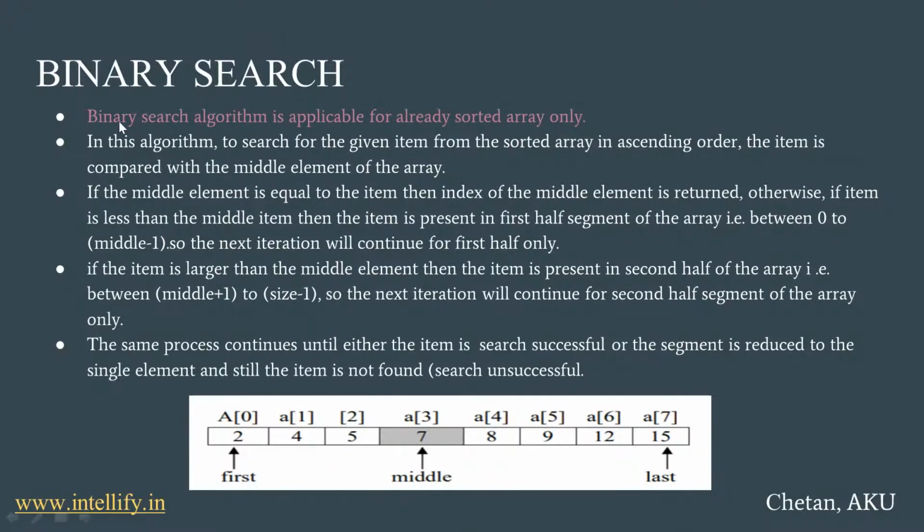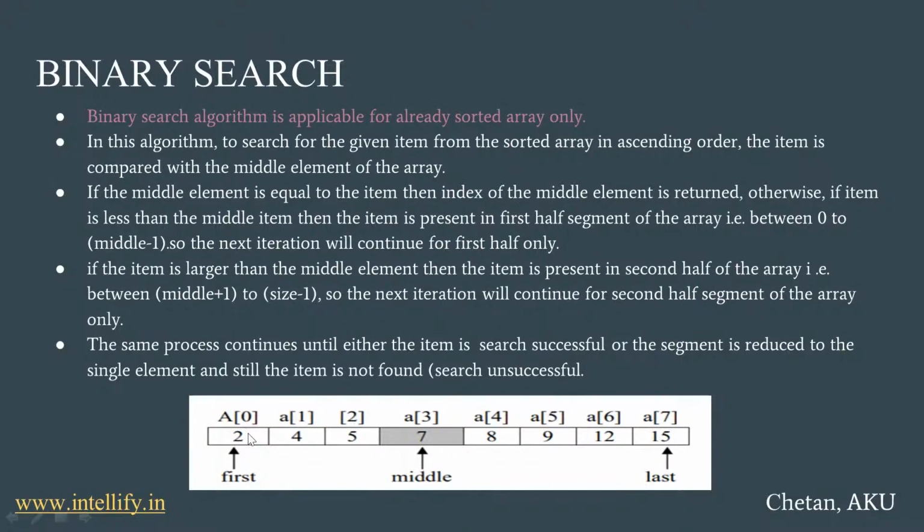The first thing we should know before starting is that the binary search algorithm is applicable for an already sorted array only. This is an important thing to know and understand. In this algorithm, to search for the given item from the sorted array in ascending order, the item is compared with the middle element of the array.